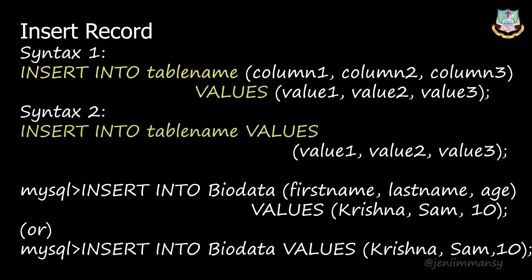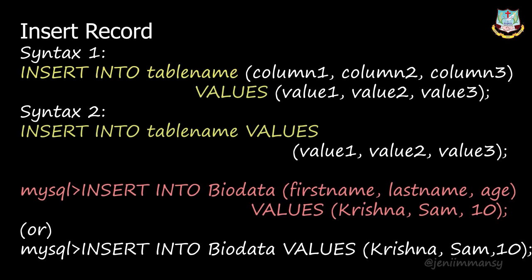Understood? See this example, then you will understand. Here the syntax is insert into table name first, and then in the bracket you give each column. Then values, and in the same way inside the bracket you give the values. In this example they have given insert into biodata. This biodata table has first name, last name and age as columns, and we are going to add data in this table. For that we give values, and in the bracket again we give the values.